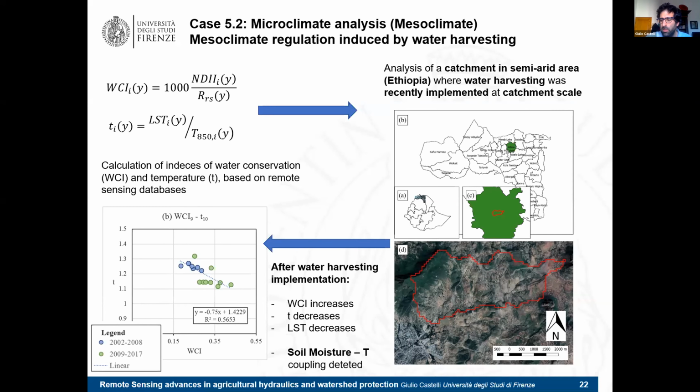So what happens is that you deplete soil moisture by latent heat, you don't have sensible heat increase, and you have a decrease in average temperatures.